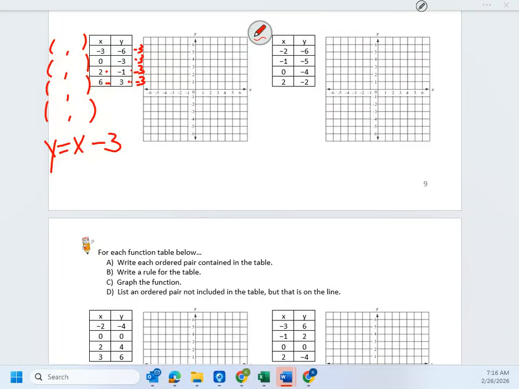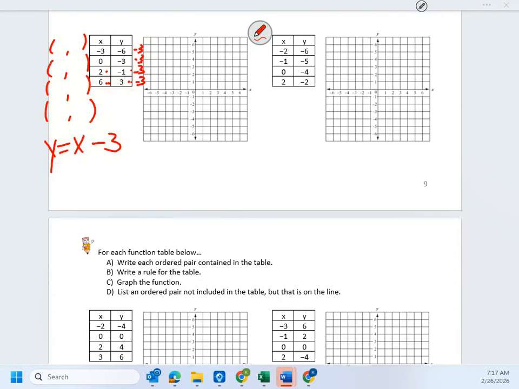So I need to write my ordered pair. I need to find what that rule is and make sure that rule applies to every single ordered pair that's on there. Sometimes the rule might work for 2 of them, but it doesn't work for the other ones. That's why you have to do it for every one. Make sure that rule works for all of them. Then you're going to graph it. So you're going to put your points on that graph and draw your line with arrows.